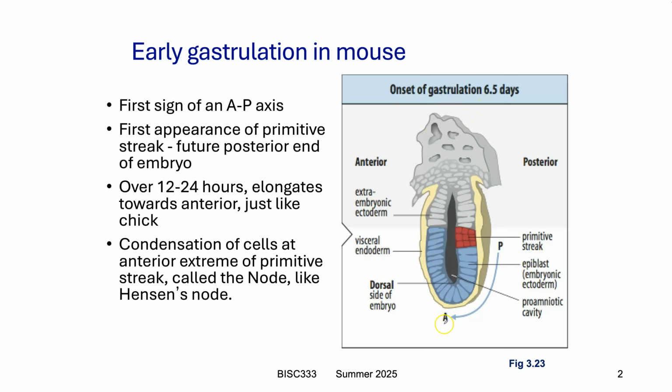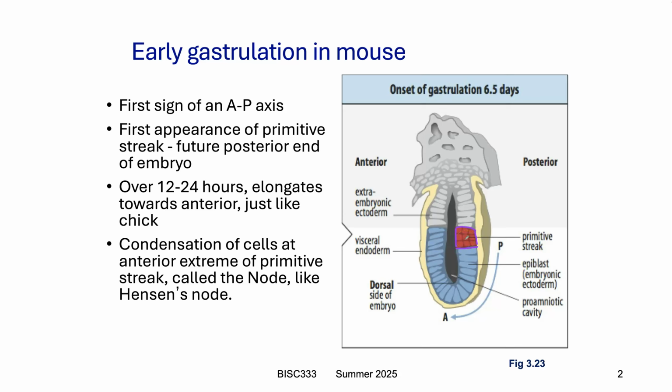And this is the first kind of implication of a posterior to anterior axis. And so on the posterior side, there is a thickening of cells. So when you look at this, instead of being columnar and sort of a single layer of cells, there are multiple layers here. And this is the initiation of the primitive streak.